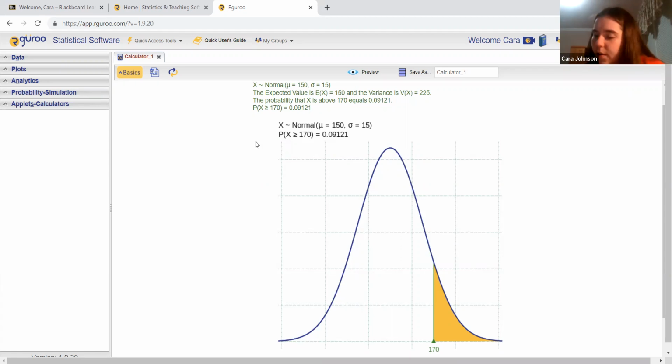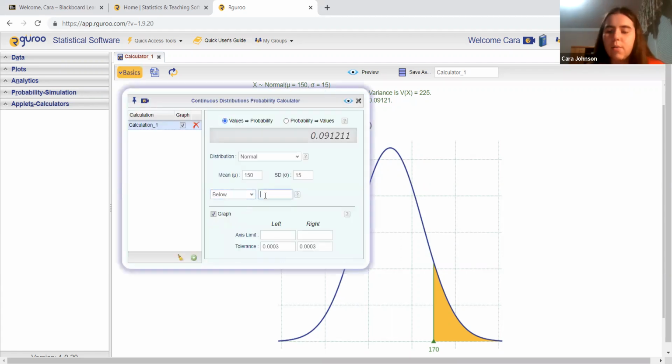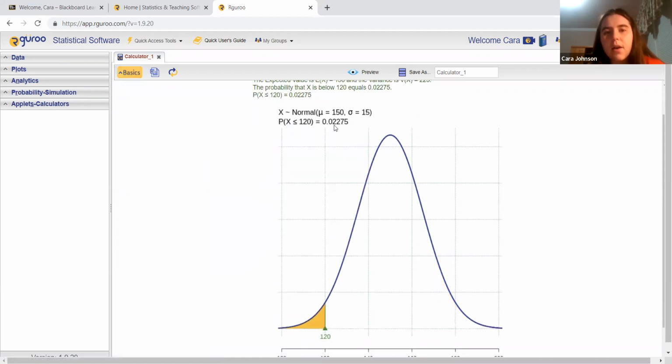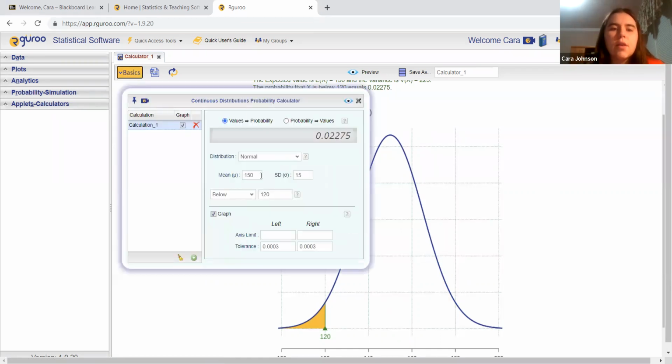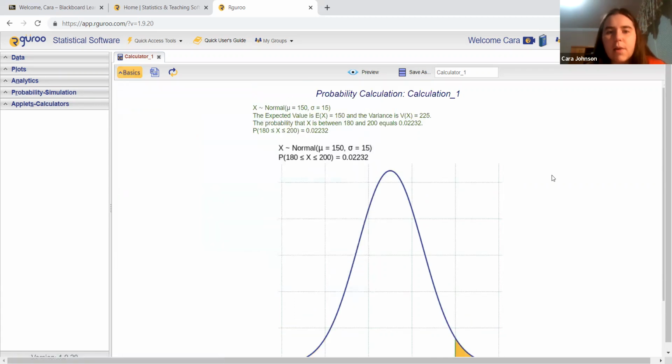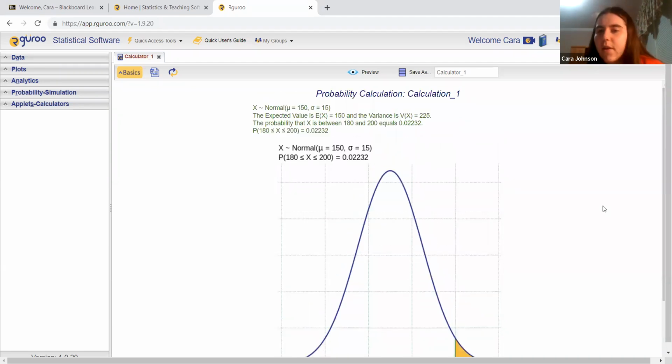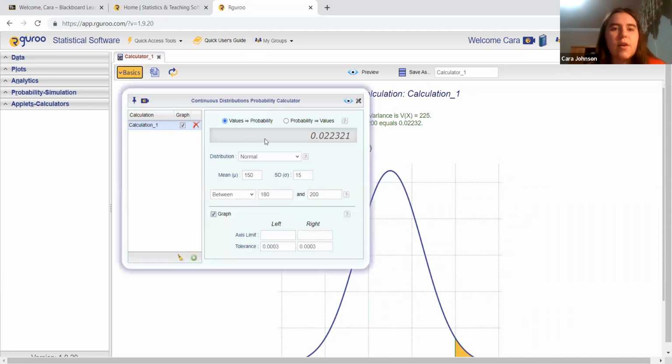All right, the next part is the percent of people whose weight is below 120 pounds. So below 120. There we go. So you get about 2.275%. And then the last one, find the percent of people who weigh between 180 and 200 pounds. So between 180 and 200 gets me about 2.232%. So that's our probability questions. We're going to do the ones that go the other direction now.